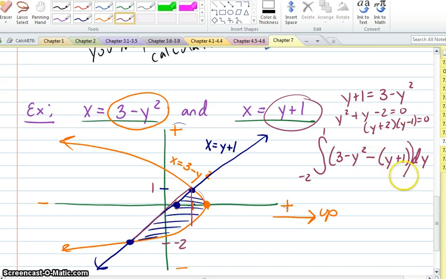I'm going to stop there because I think you can integrate this by yourself, but that's the setup for how you would solve it, especially if you can get the functions in terms of y. Just graph it sideways, and it's pretty obvious that one function is always on top and one is always on the bottom. That way you're only setting up one integral.